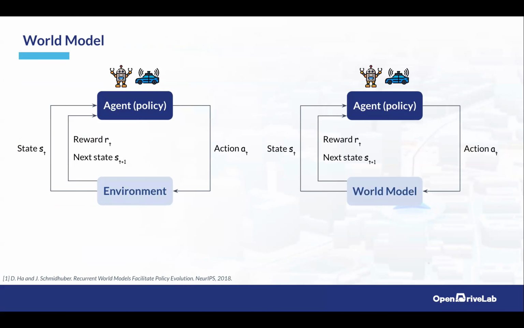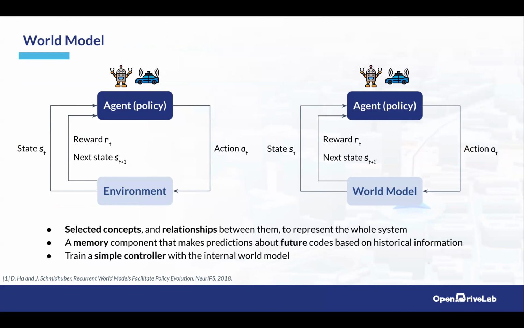In reinforcement learning, people find that the exploration space is too large, so they want to build a world model to represent the environment, to select some very complex concepts and model the relationships between the agents and the environment, and to represent the whole system. The world model typically has a memory component that makes predictions about the future based on historical information, and humans can train another simple, very shallow controller or policy network with an internal world model. This is the very initial definition of the world model we are talking about today.